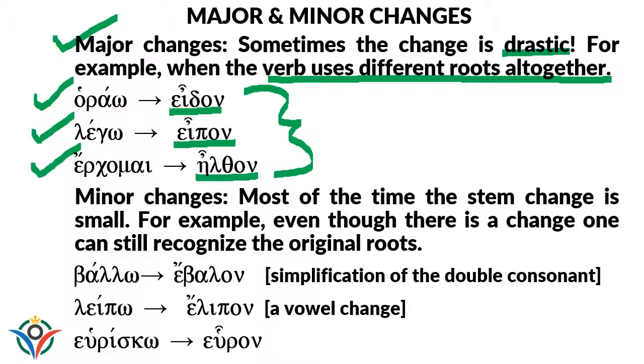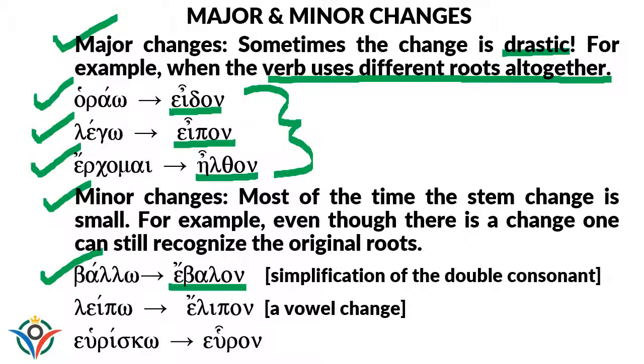And then we also have minor changes. Most of the time, the stem change is small. For example, even though there is a change, one can still recognize the original roots. Look at these three examples with me. The first one is ballo, which means I cast or I throw. In the second aorist, it becomes eballon. So there's a small change there, which allows us to still recognize the original roots.